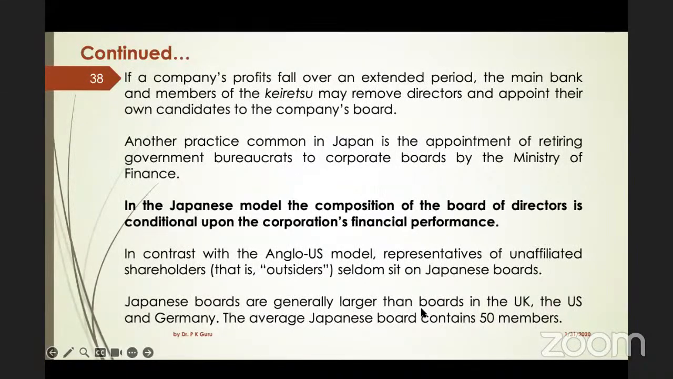Japanese boards are generally larger and can contain about 50 members. So there can be 50 directors. In Germany, we have seen 20 maximum. And similar is the case in India and the US also.